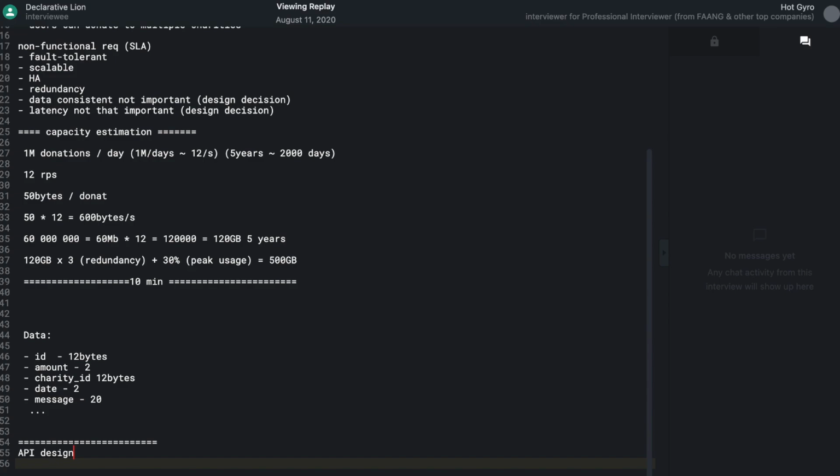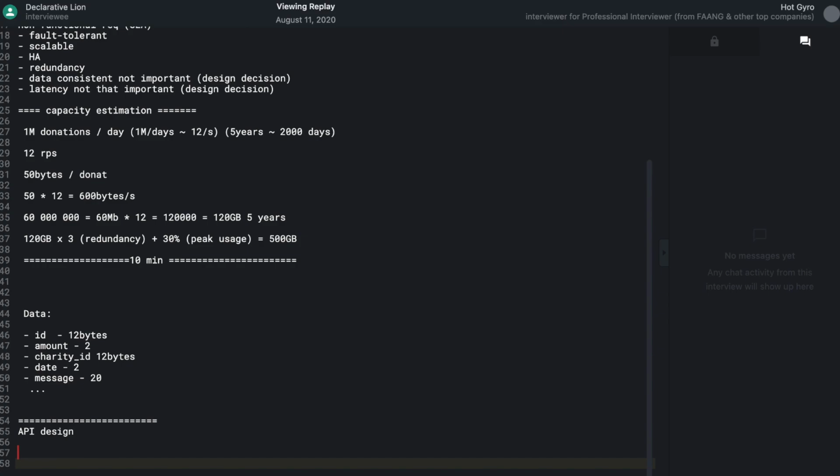So what would be the API here, right? I would say one thing would be maybe donate money. I mean, the name doesn't really matter, but you want to explain what this API does, right? And then maybe it has a user ID or some other ID, and then pretty much everything that you put here, maybe a description, a charity ID that you're donating it to, a date, or timestamp, right? And then an amount, right? So these are the basic requirements, and that's pretty much all you need here.